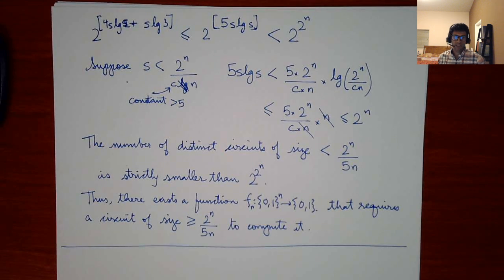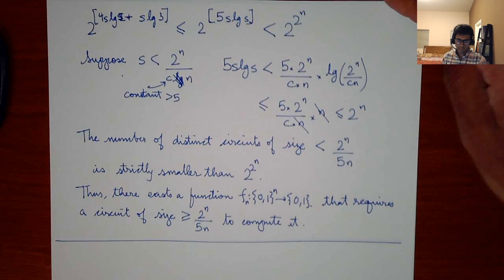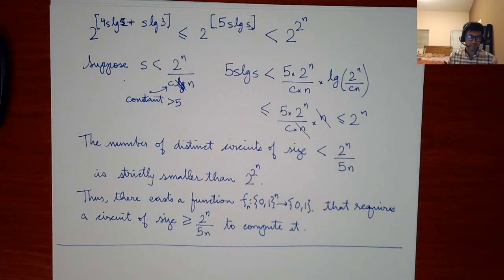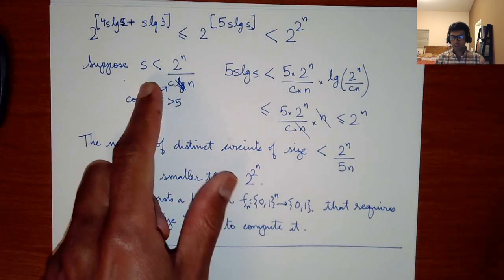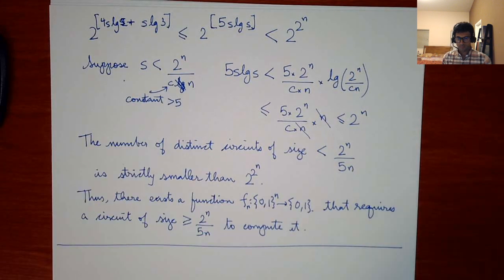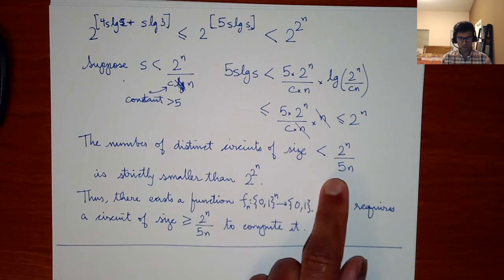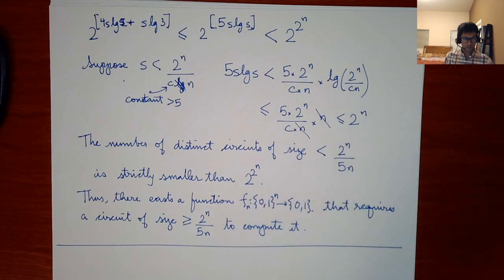And this is a classic, what's called a counting argument. You want to show, essentially, when you show that one set is larger than another set, then you get this element, basically, which shows the lower bound here. So all you need to do is to show that there are fewer functions on circuits of size 2 to the n divided by n. The number of distinct circuits of size less than 2 to the n divided by 5n is strictly smaller than 2 to the 2 to the n, which is the number of functions on n bits that output 1 bit. Okay, questions?